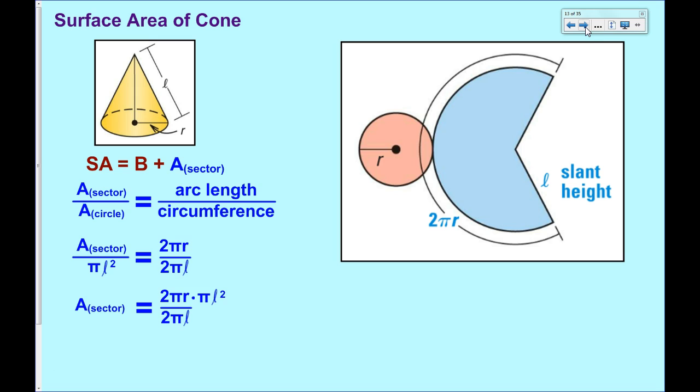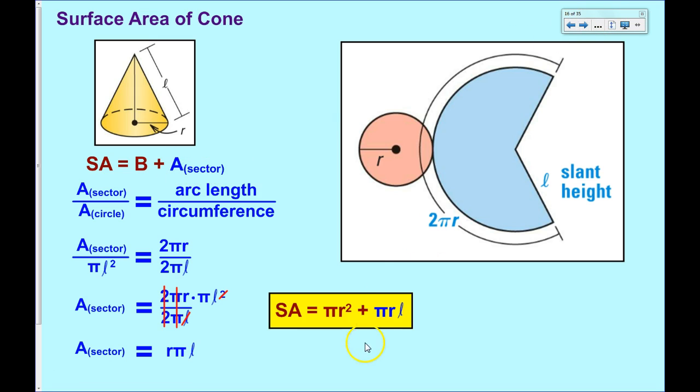And then a little simplifying is in order. Just cancel a few things out. One of the script L's cancel, 2 pi's cancel, and then 2 2's cancel. And if you just rearrange everything so it looks a little bit nicer, you get the area of the sector is r times pi times the slant height, which means all we have to do is take that term and substitute it in for that little guy right there.